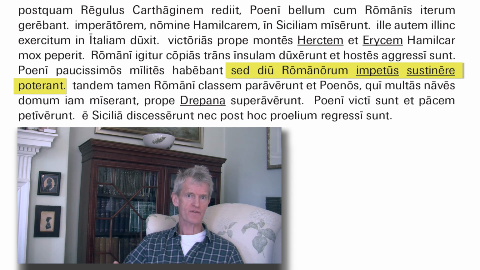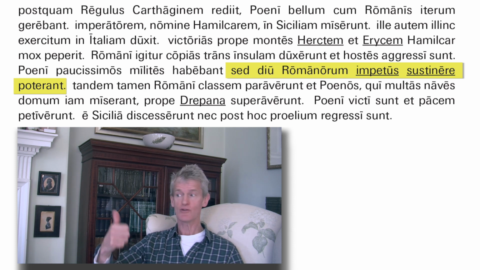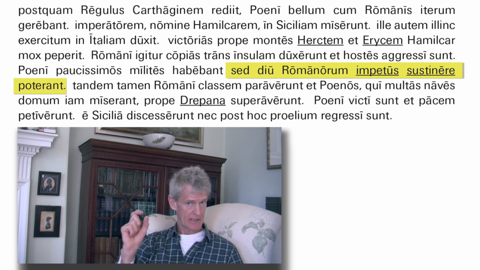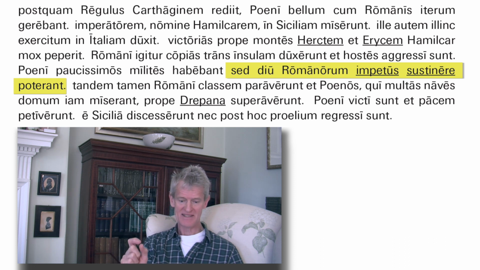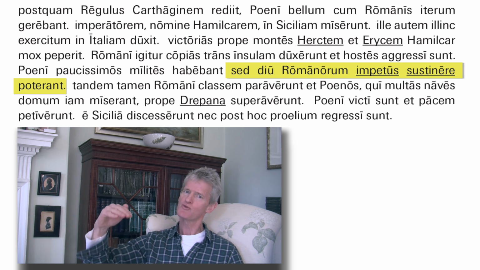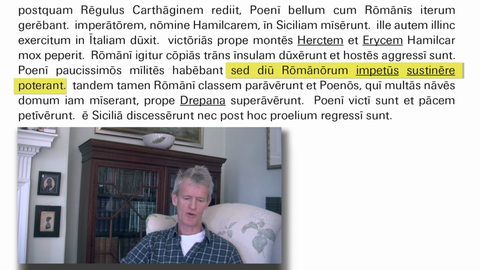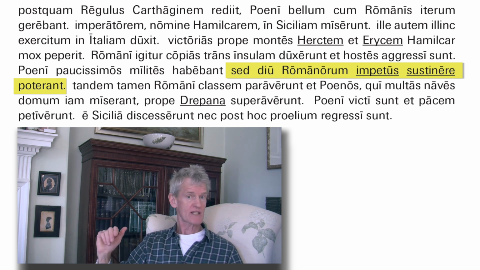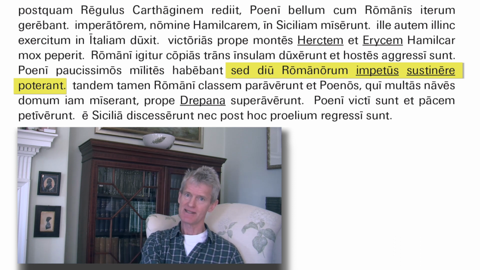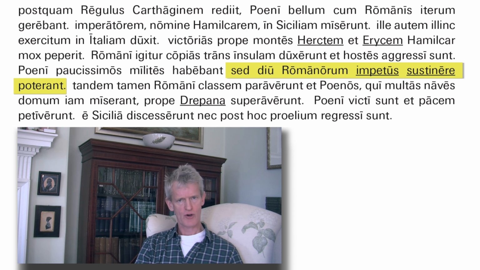Now impetus is an attack or a charge. It's a fourth declension noun like gradus. Remember our old friend in the plural, gradus, gradus, gradus, graduum, gradibus, gradibus. So don't be confused. It looks like a nominative masculine singular second declension noun, but it very much is not. It's impetus, accusative plural. But for a long time, they were able to withstand the attacks, Romanorum, of the Romans.